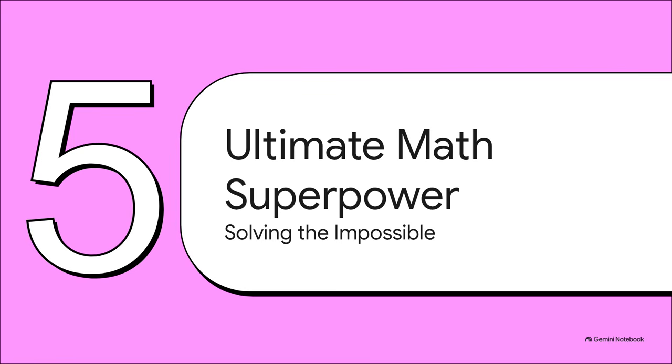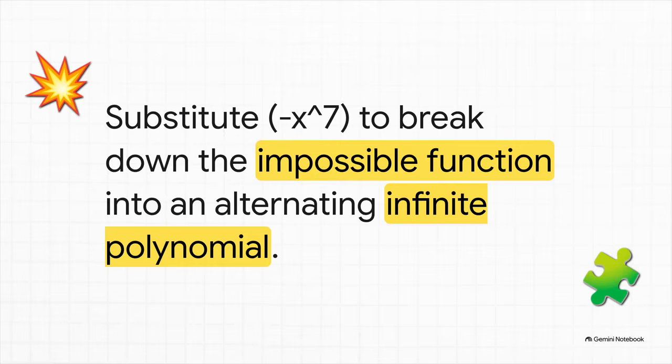Finally, Part 5. The ultimate math superpower. So here it is again, that seemingly impossible integral from the beginning, 1 over 1 plus x to the 7th. Instead of panicking, we are going to use our new shape-shifting skills. Step 1. We recognize the geometric pattern and substitute negative x to the 7th into our series formula. Instantly, our terrifying rational function breaks down into a totally manageable, alternating infinite polynomial. Look at that equation. So much better, right?